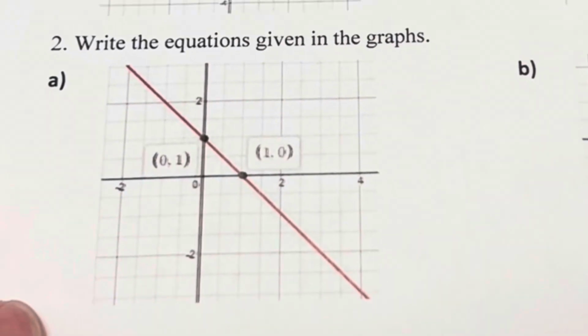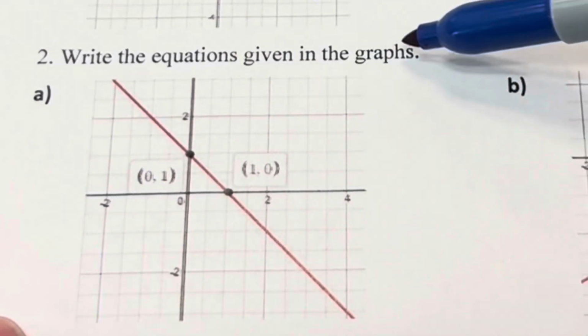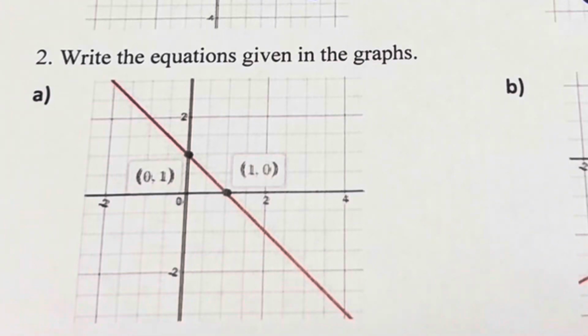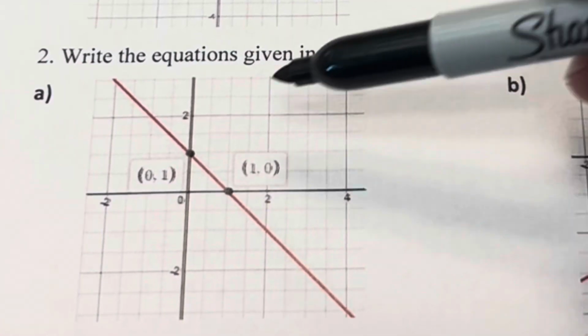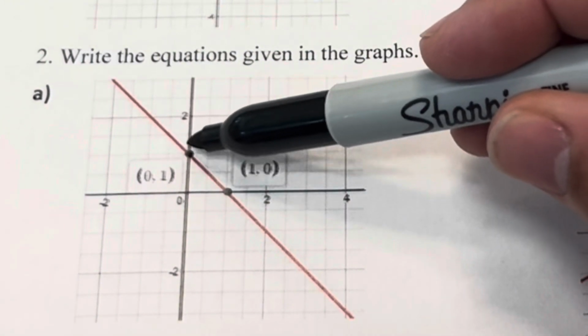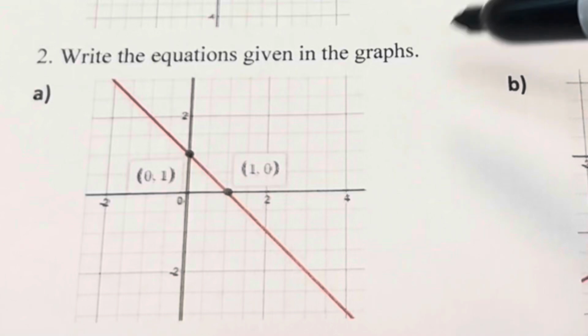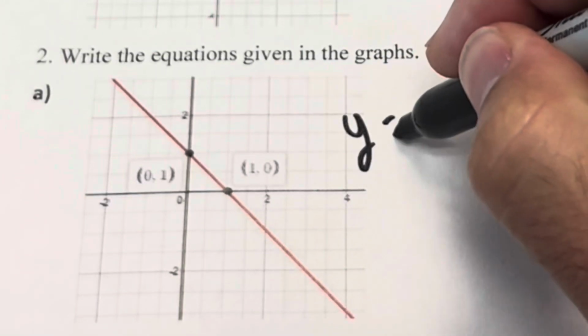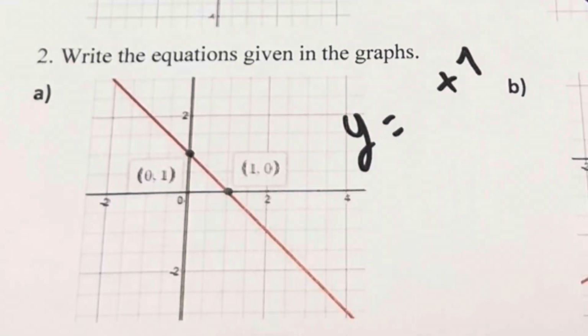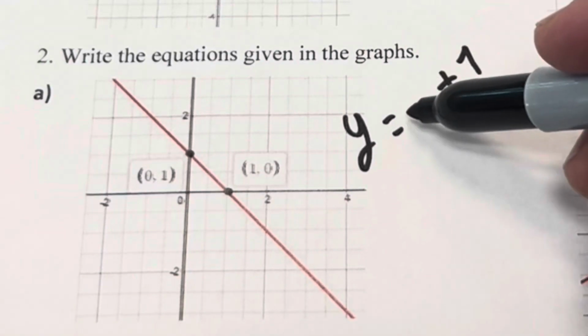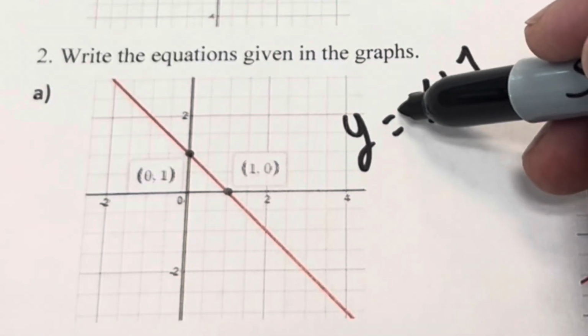Here we have the opposite. Number 2 says write the equation given the graph. So now they give us the graph, and we need to find the equation. The first important and quick thing we can do is find the y-intercept, the b. It's 0, 1, so the b is 1. So this one will be y equals something x plus 1. We need to find the slope.